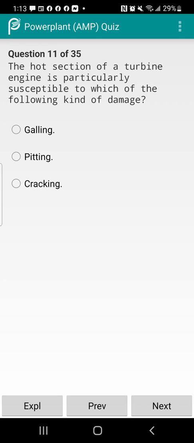The hot section of a turbine engine is particularly susceptible to which of the following kinds of damage? Cracking.